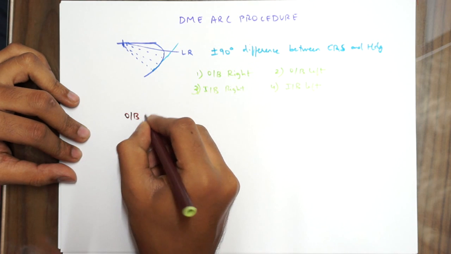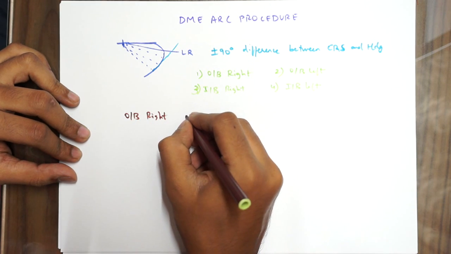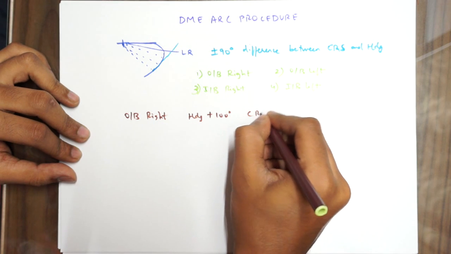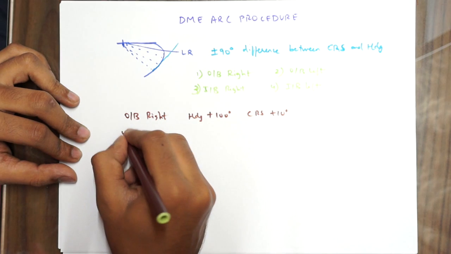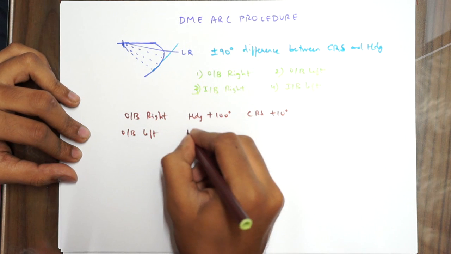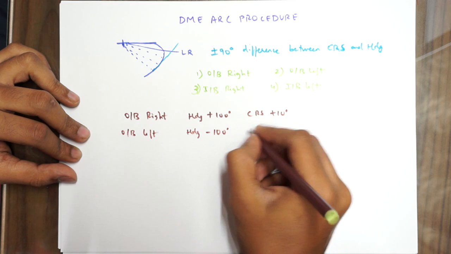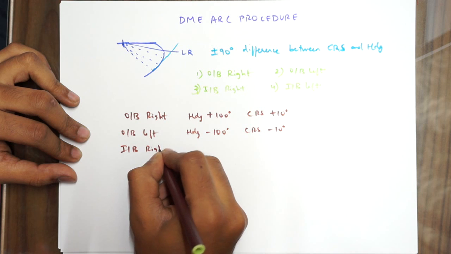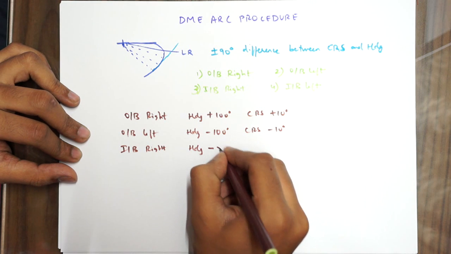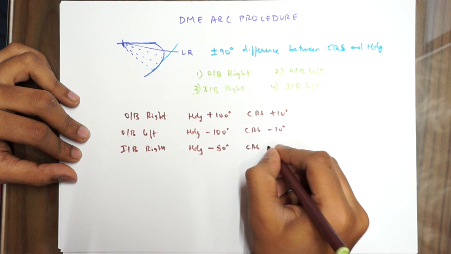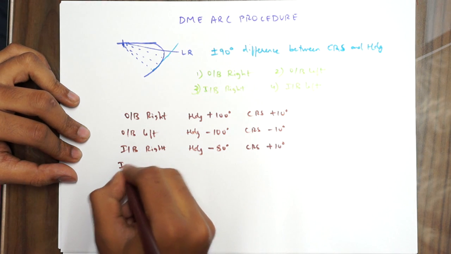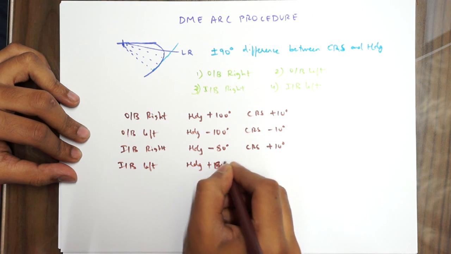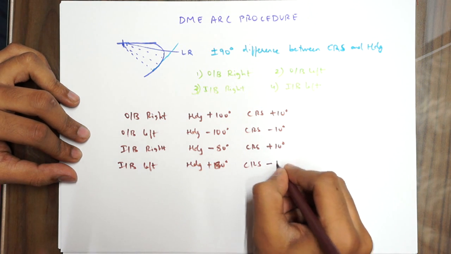Outbound right: to the current heading we will give a correction of plus 100 degrees, and to the course we will give plus 10 degrees. Outbound left: we will give a correction to the heading of minus 100 degrees, course minus 10 degrees. Inbound right: we will give a correction of heading minus 80 degrees, and course plus 10 degrees. Inbound left: we will give a correction to the heading of plus 80 degrees and course minus 10 degrees.